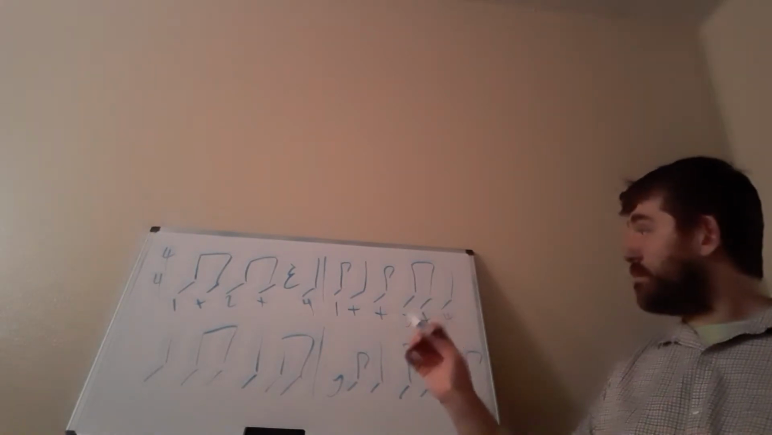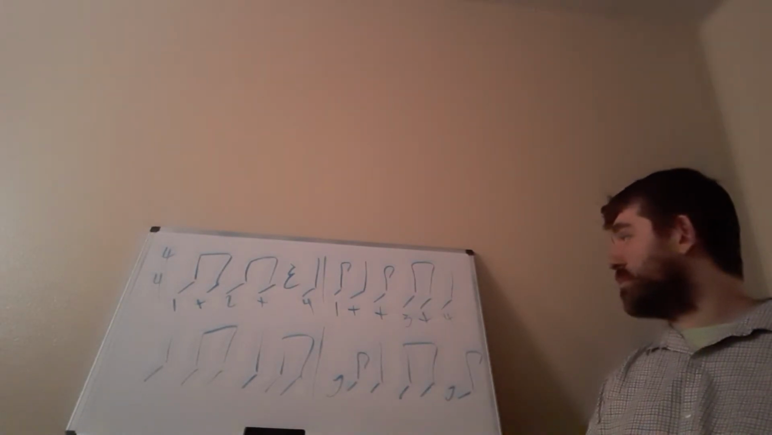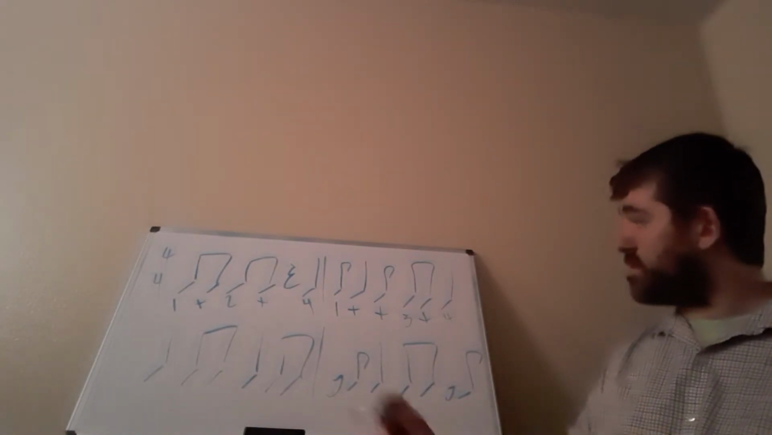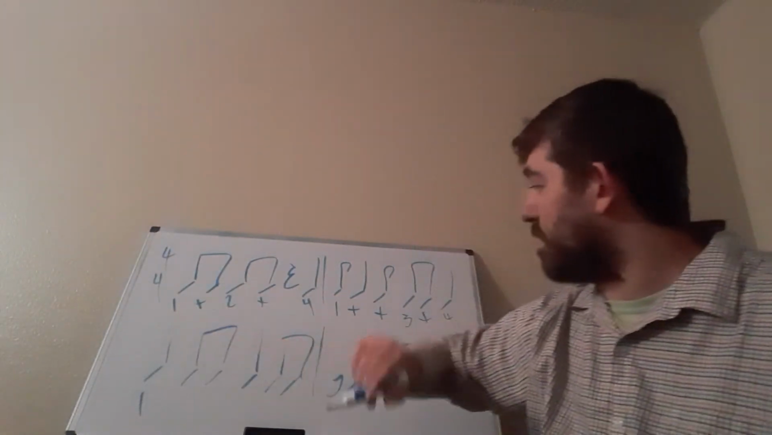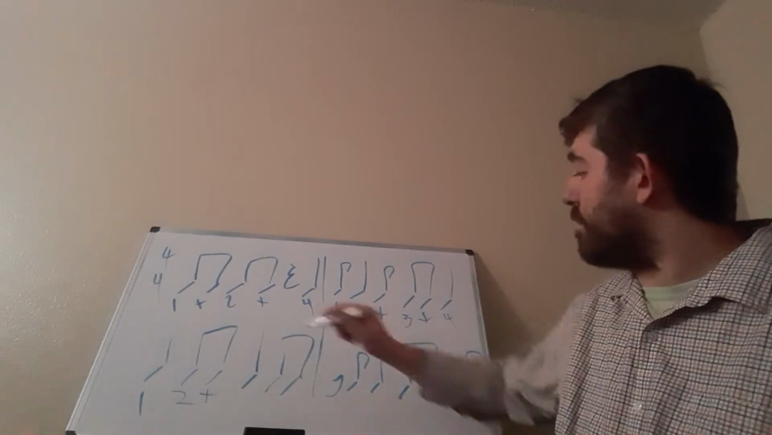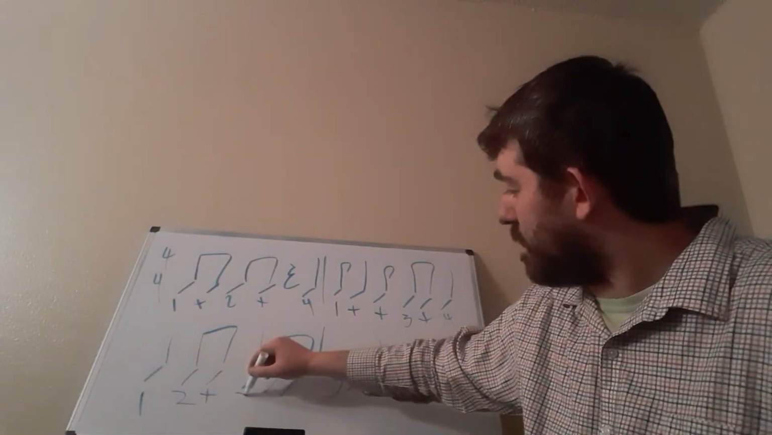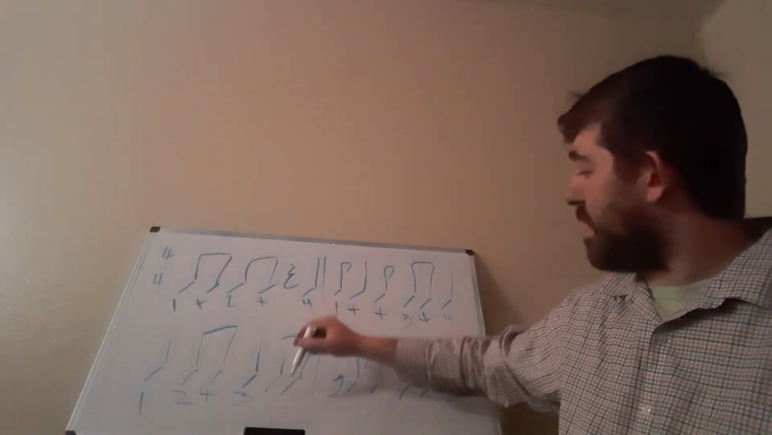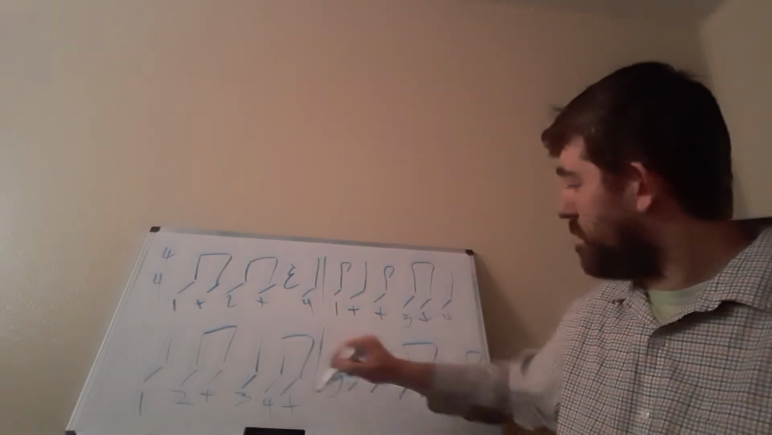Okay. Measure 3. We have quarter note, 2 8th notes, quarter note, 2 more 8th notes. First note of the measure is always on beat 1. The 8th notes are 2 and. Then we have the quarter note, beat 3. And then the 8th notes will be 4 and.